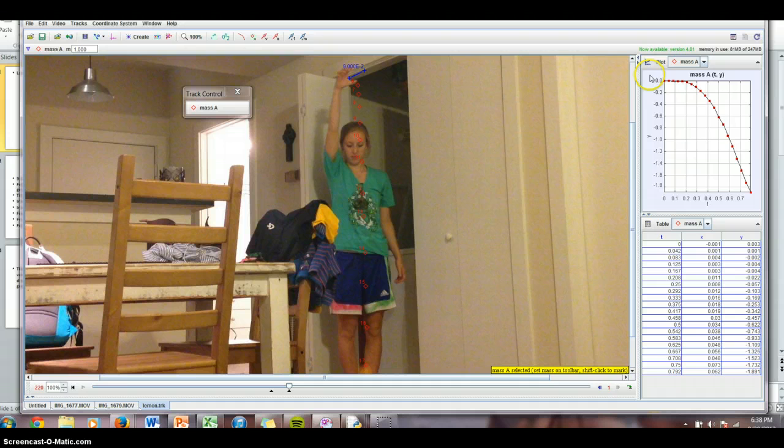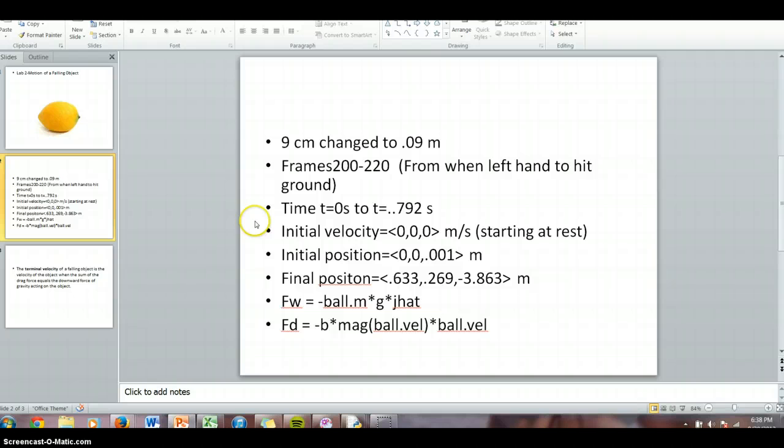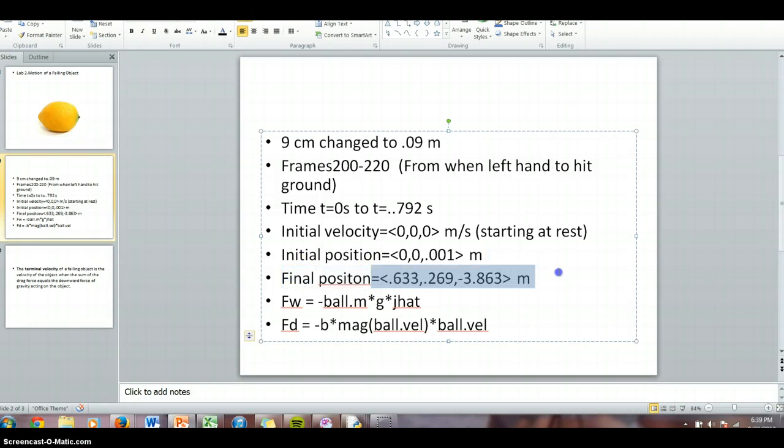The graph on the right shows the position on the y-axis compared to the time. The chart here shows that we went from time t equals 0 to time t equals 0.792 seconds. The initial position of the lemon, the final position of the lemon, and the initial velocity of the lemon were all equal to 0. As shown here, the final position is on the screen.